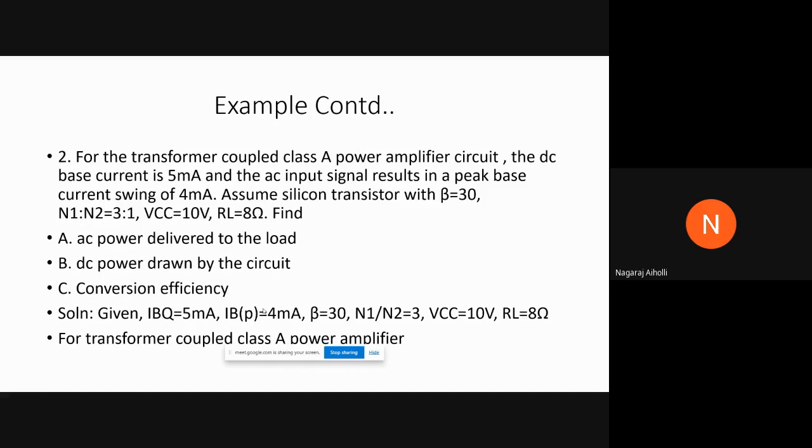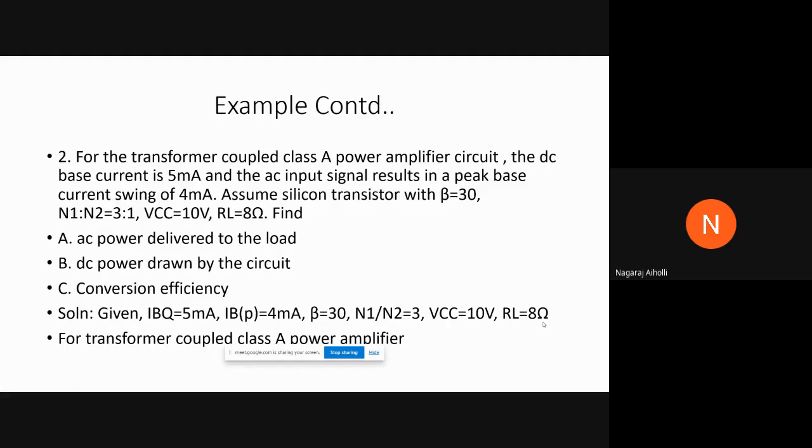Yes. The IBQ value is given. It is 5 milliampere. IB peak is also given, 4 milliampere. Beta is 30. N1 by N2 is 3 is to 1, or 3. VCC equal to 10 volts. RL equal to 8 ohm. Now for the transformer coupled class A power amplifier, what is the value of VCEQ?